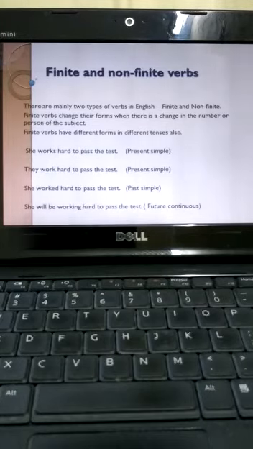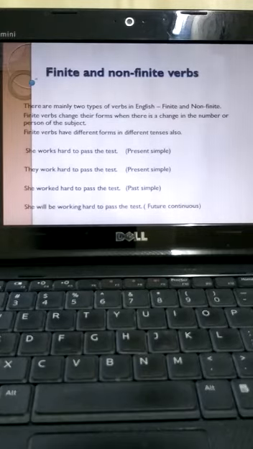First of all, finite verbs change their forms when there is a change in the number or person of the subject, and these finite verbs have different forms in different tenses also. When we look at the examples given in all these sentences, the word work as a verb is changing its form because we are changing the tense.